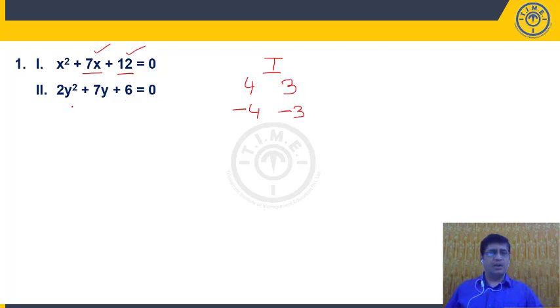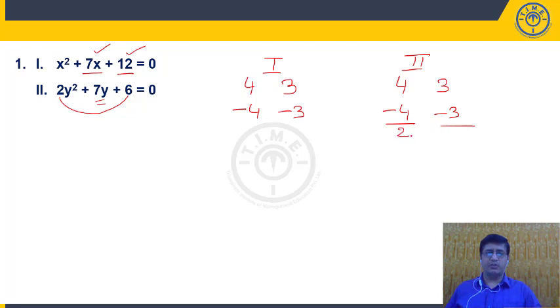Similarly, now what is the factor? What is the product here? 6 into 2 is equal to 12. So 12 means what is the middle part? Middle part is equal to 7. So what are the factors here? Again 4 and 3. What about the roots? The roots are minus 4 and minus 3, divided by the coefficient of x square. Now in equation 1, the coefficient of x square is 1, so I am taking minus 4 and minus 3 only.